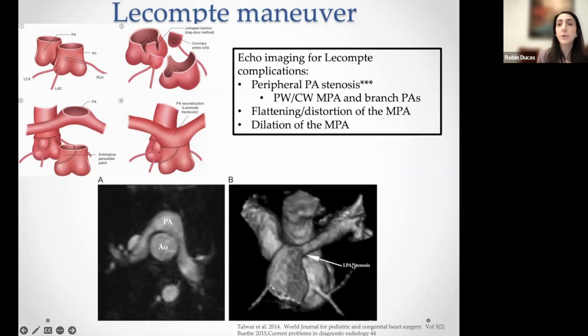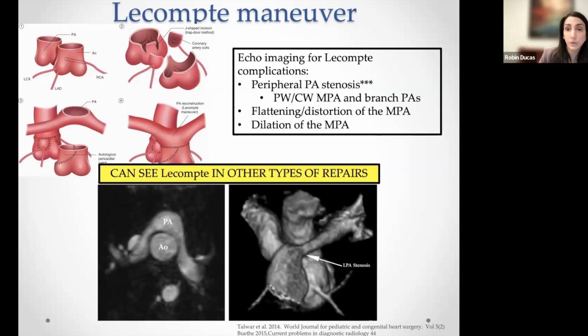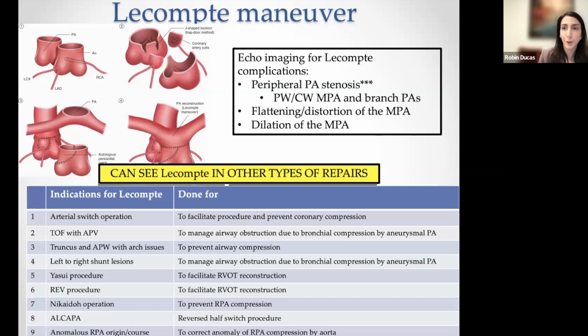With our hemodynamics, we can use Doppler to help evaluate for this. The Lecompte maneuver is not unique to transposed great vessels or to the arterial switch. It's seen in a bunch of different procedures, so it's possible that you may see somebody that's had this as part of a surgical repair for something else. I'm not going to go into great detail, but here's a list of other procedures in which this Lecompte maneuver may be seen.